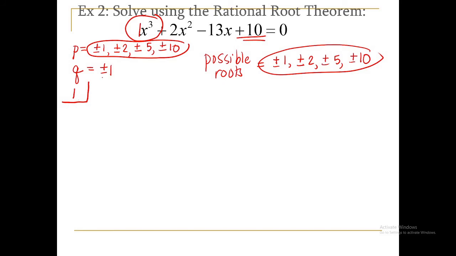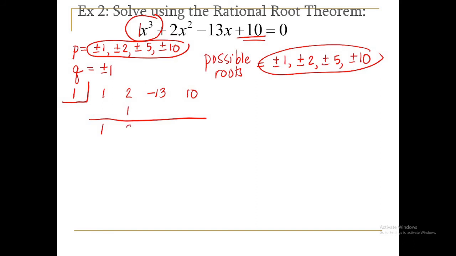Okay? Now, let's do 1. So, coefficients here, that's 1, 2, negative 13, 10. You tell me what to write, please. Drop down the first coefficient, 1. Then, multiply it by 1, which is 1. Add it, 3.